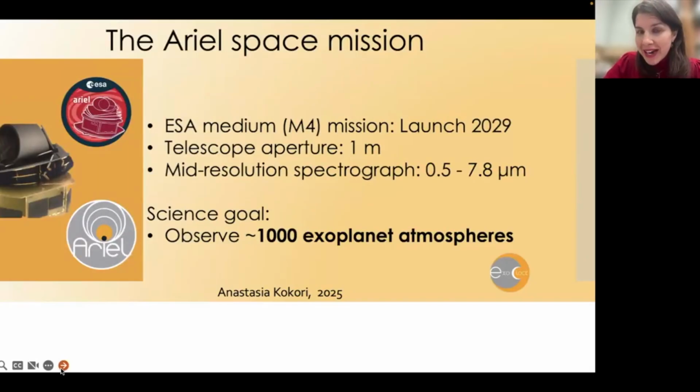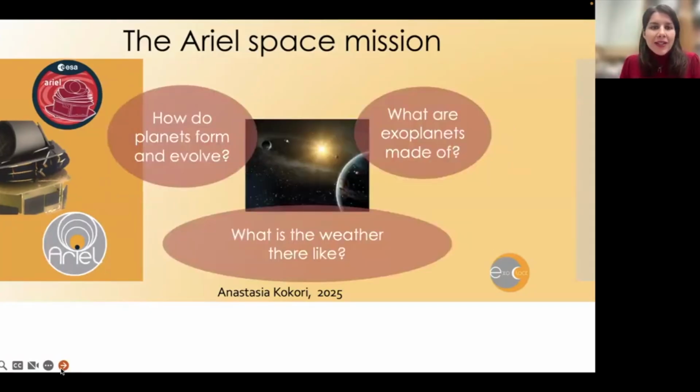Let's see the Ariel space mission. Ariel is a European Space Agency mission prepared for launch in 2029. It will be a telescope of 1 meter with a spectrograph in order to investigate 1,000 exoplanet atmospheres. Ariel will try to answer these questions: how the planets form and evolve, what are they made of, and what is the weather there.